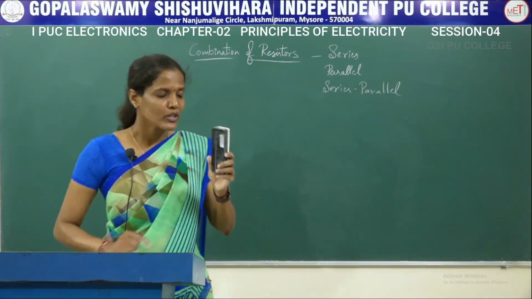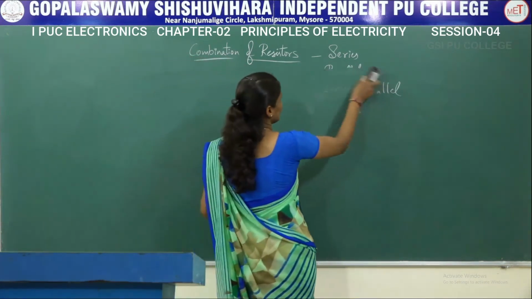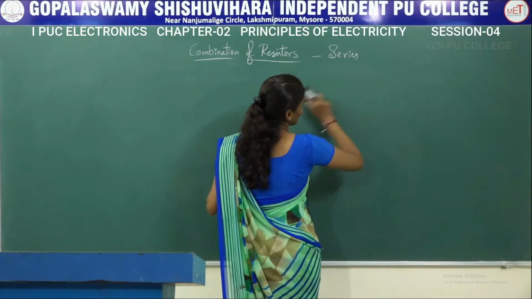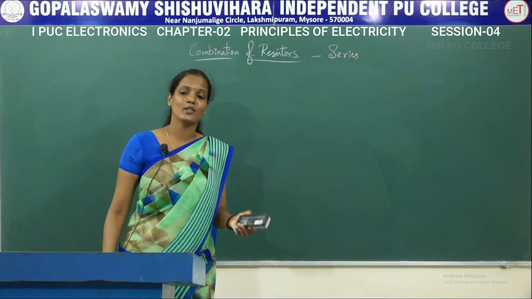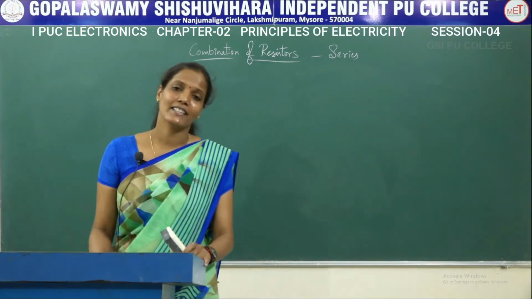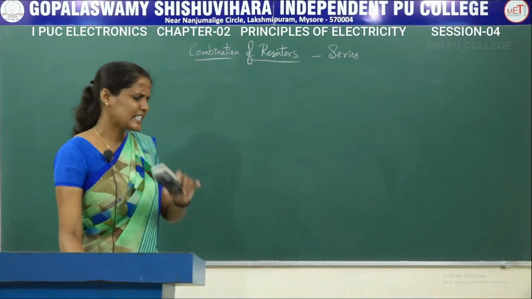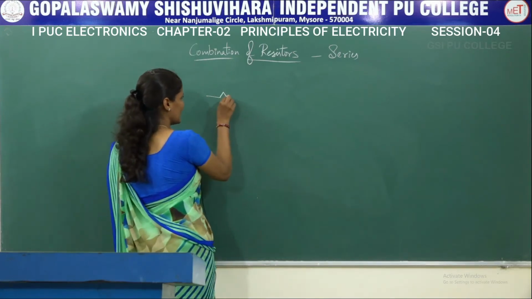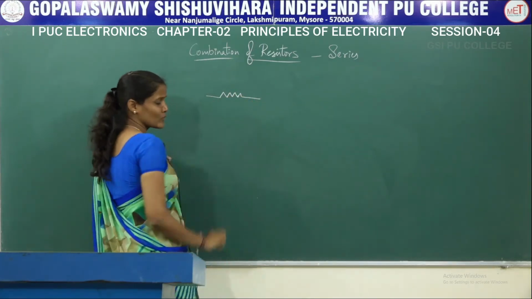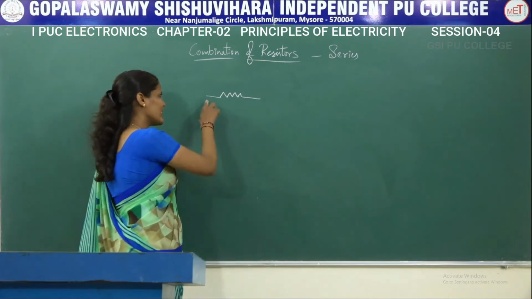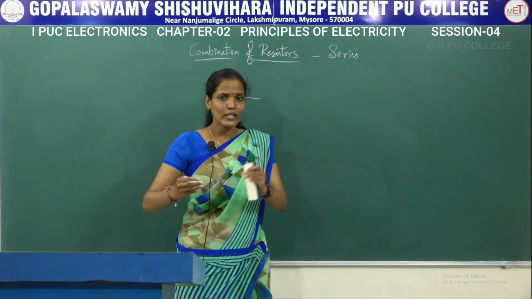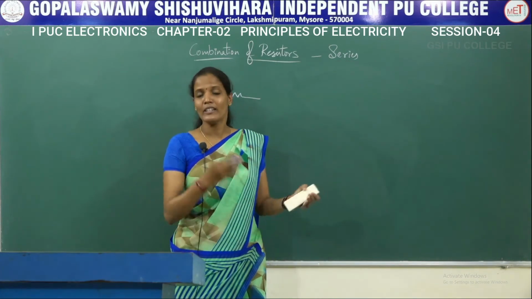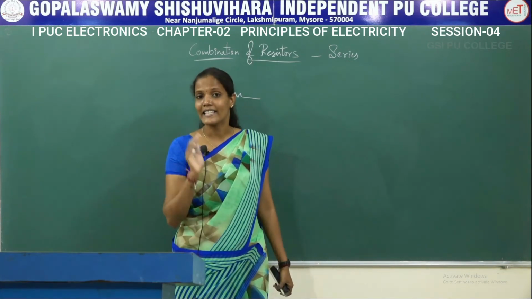So now in this first part, let me see how to connect the resistors, or how to solve the resistance of a circuit in which the resistors are connected in series. A resistor has two different terminals. This is one simple resistor, this is one end, this is the other end. When we place one next to the other, we call that a series combination.